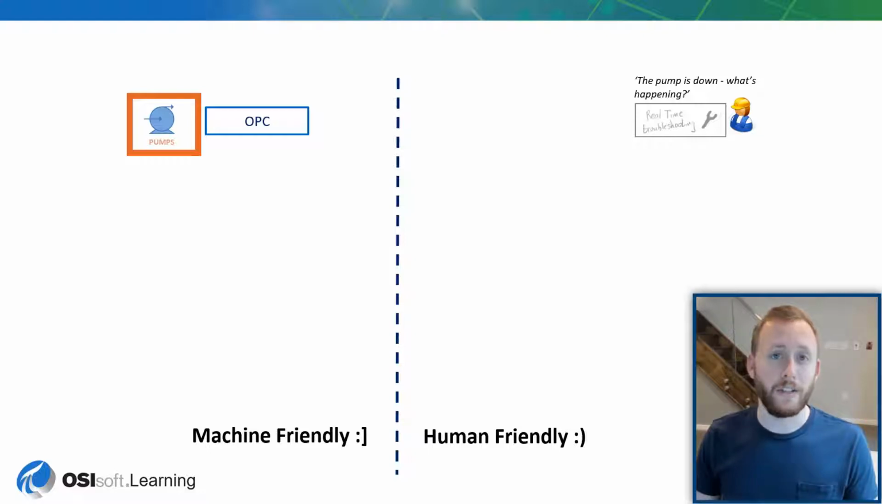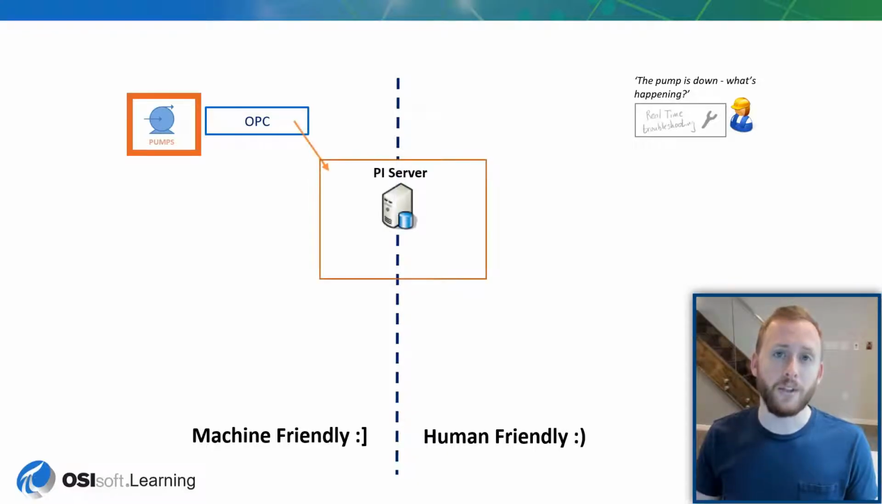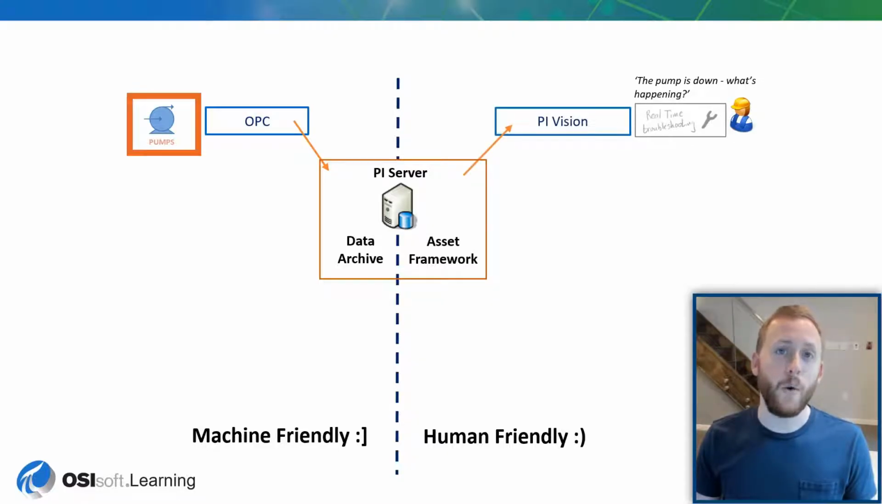Using our standard interfaces or connectors, we're going to take the data from your data source. In this case, it's an OPC server. We're going to take that data and put it into the PI Server. If we split up the PI Server into its components, we have the Data Archive on the machine-friendly side and Asset Framework on the human-friendly side. Our maintenance engineer is going to want to use a client tool like PI Vision to access the data that they need to see to fix whatever problem is going on with the pump.